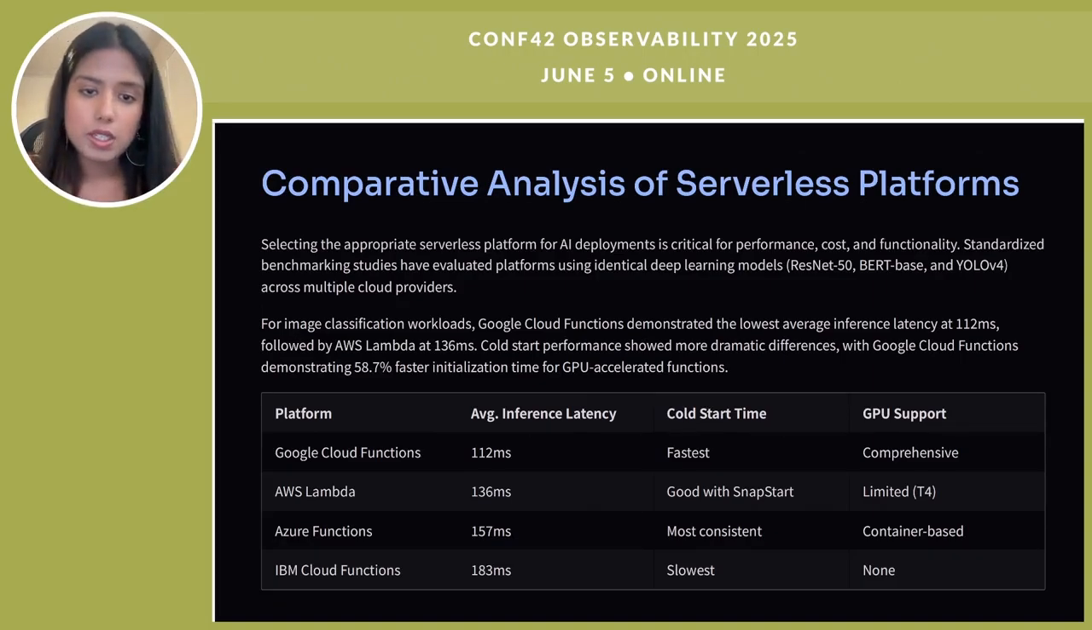It is called cold start. This could be a significant factor, especially for GPU accelerated functions. Google Cloud Functions, for instance, showed a 58.7% faster initialization time for these. So depending upon your specific AI workloads, sensitivity to latency and the choice of platform matters greatly.